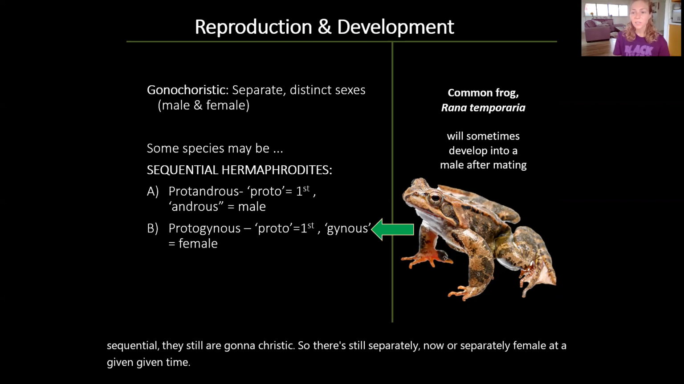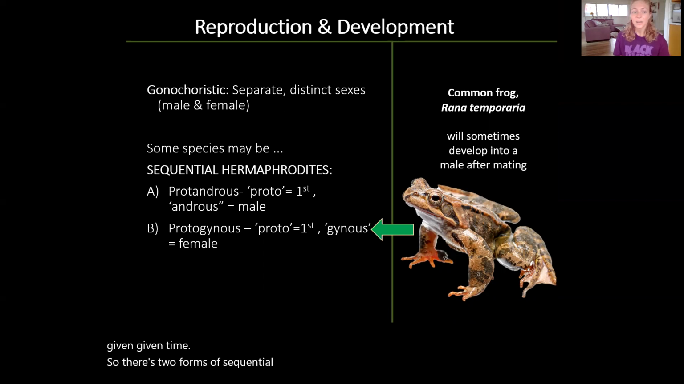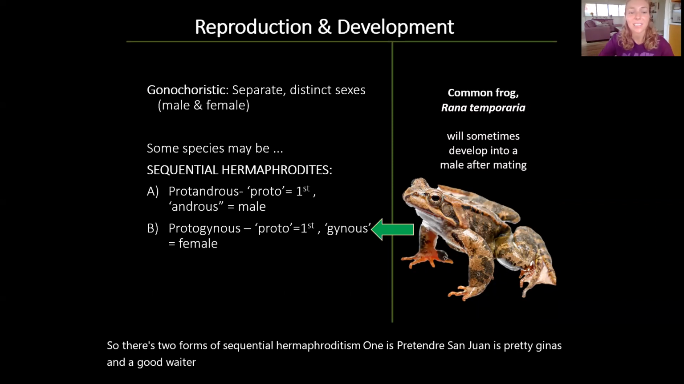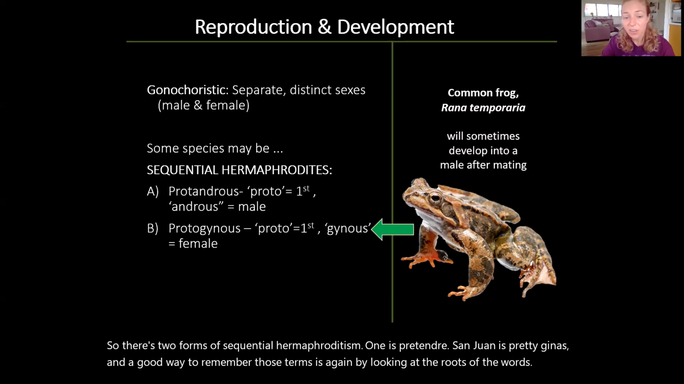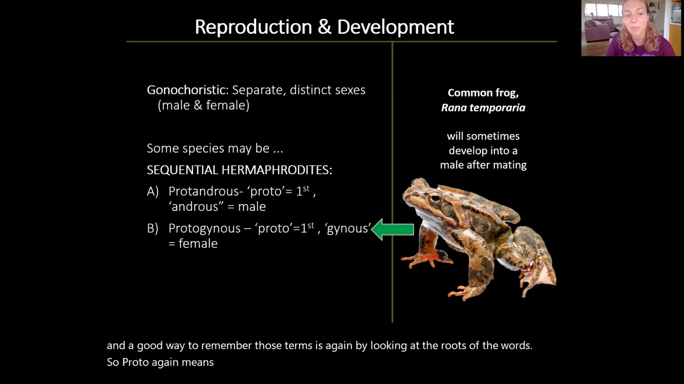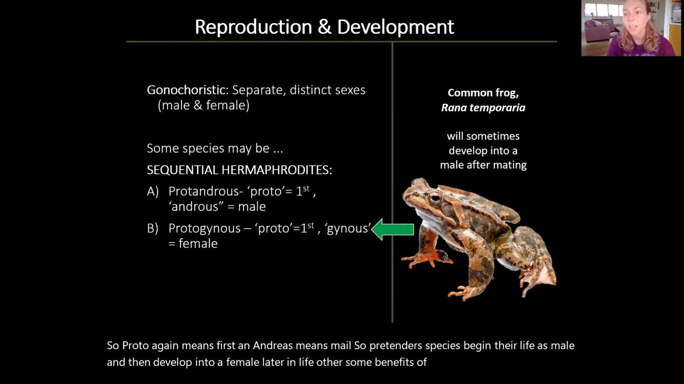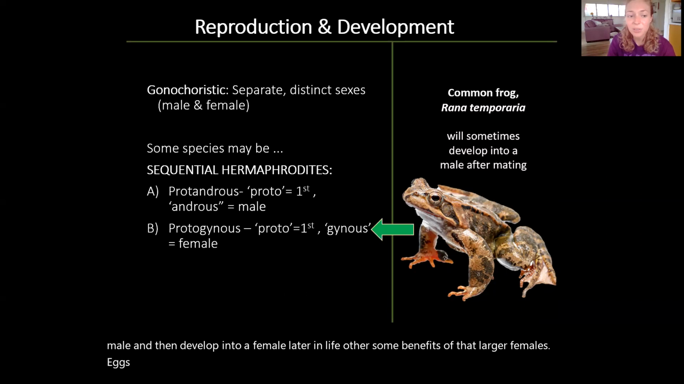So there's two forms of sequential hermaphrodism. One is protandrous and one is protogynous. And a good way to remember those terms is, again, by looking at the roots of the words. So proto, again, means first, and androus means male. So protandrous species begin their life as male and then develop into a female later on in life. There's some benefits of that. Larger females produce more eggs, which are more costly to produce.